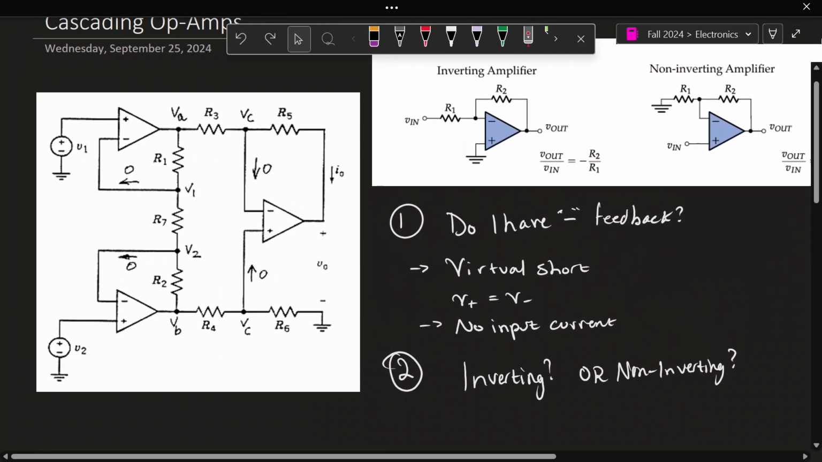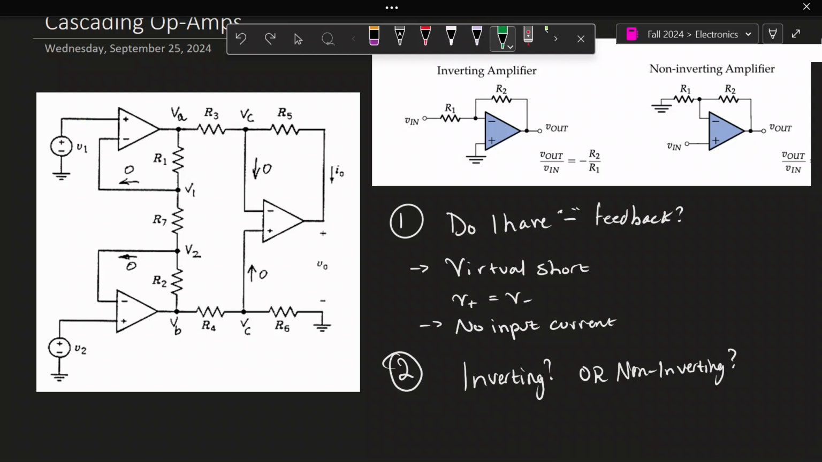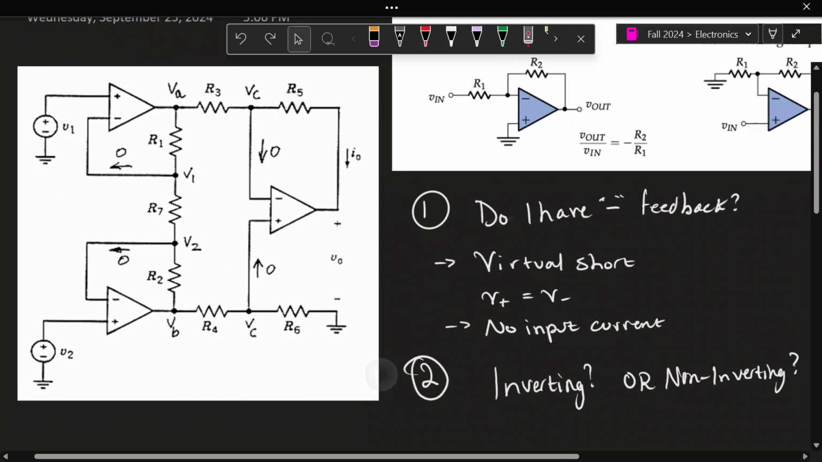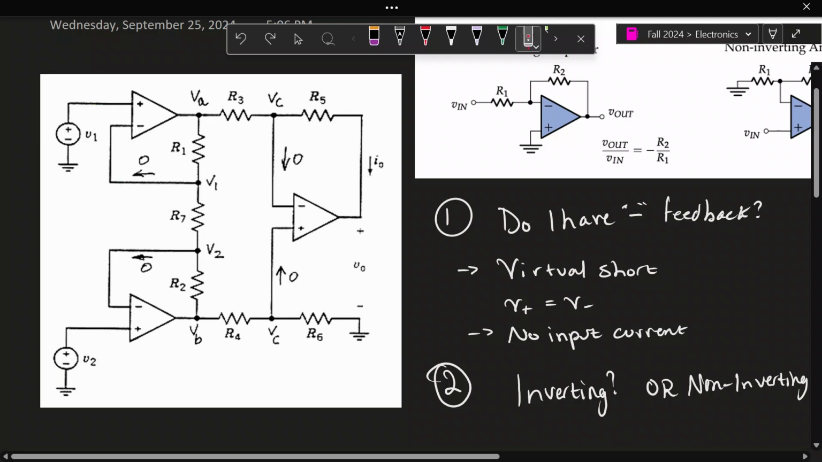So, looking here, we have 3 op amps. That means we have up to 3 different amplifiers. You could have an inverting and non-inverting, or non-inverting and inverting. You could have non-inverting, inverting, then non-inverting. It really depends on where that voltage is. So let's see. We have this V1 and V2.